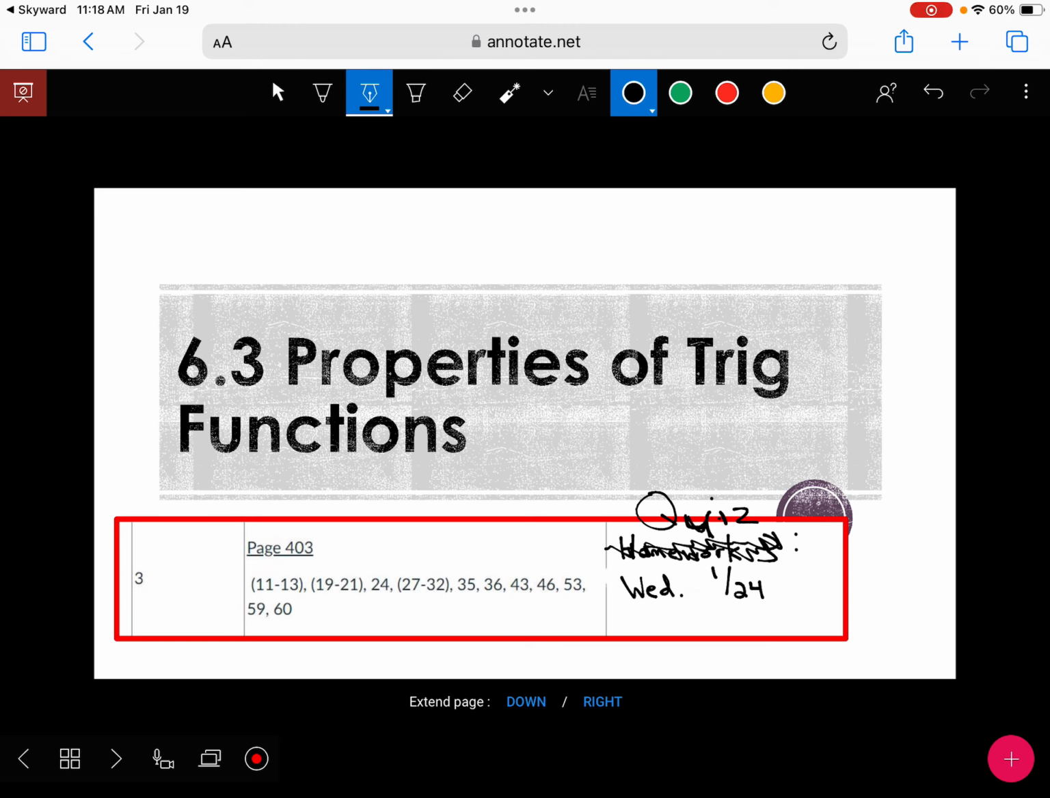All right, there we go. So did everyone grab the 3 handouts from the front of the room?